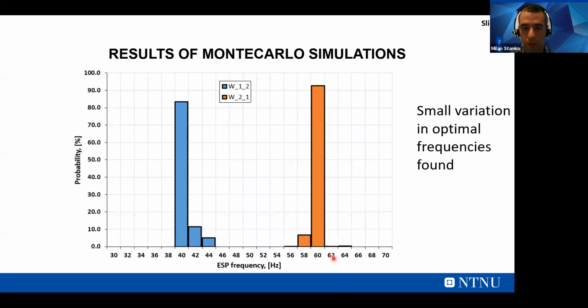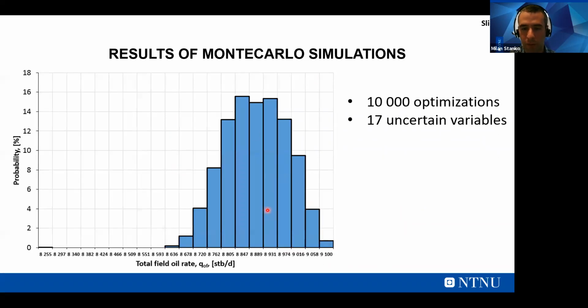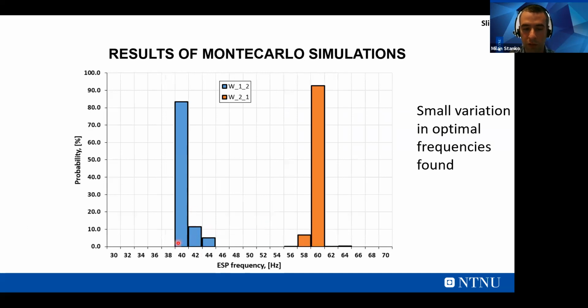But what about the optimal frequencies? What you see is that in most of the cases, the original frequency, 40 or 60, is still the one that should be used. That gives you some trust that even though you cannot trust exactly the values of oil produced or the suction pressure, the optimum is not that much affected by uncertainties.